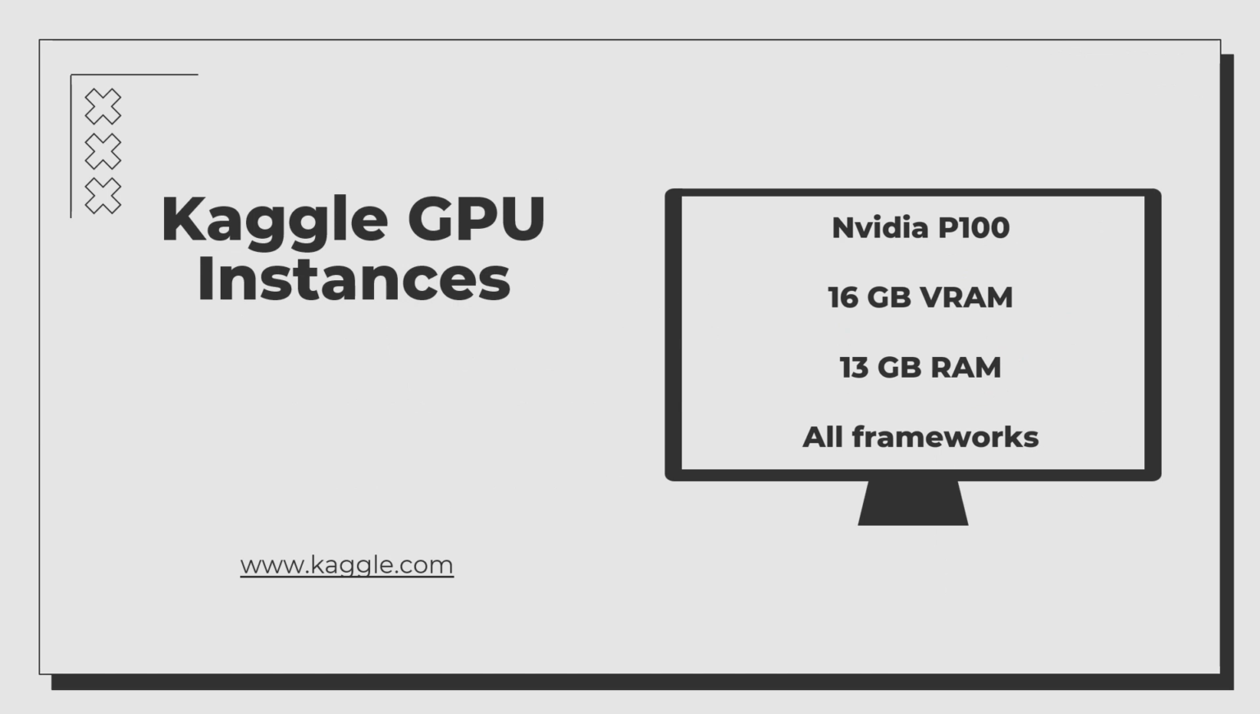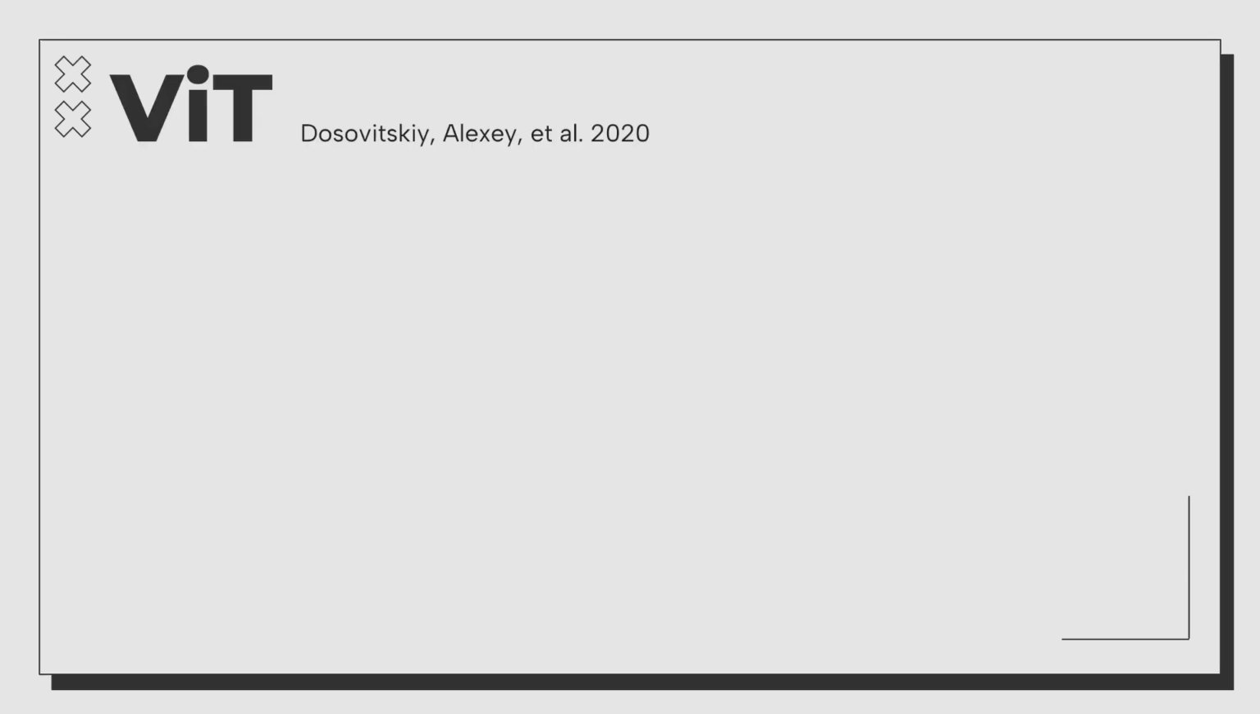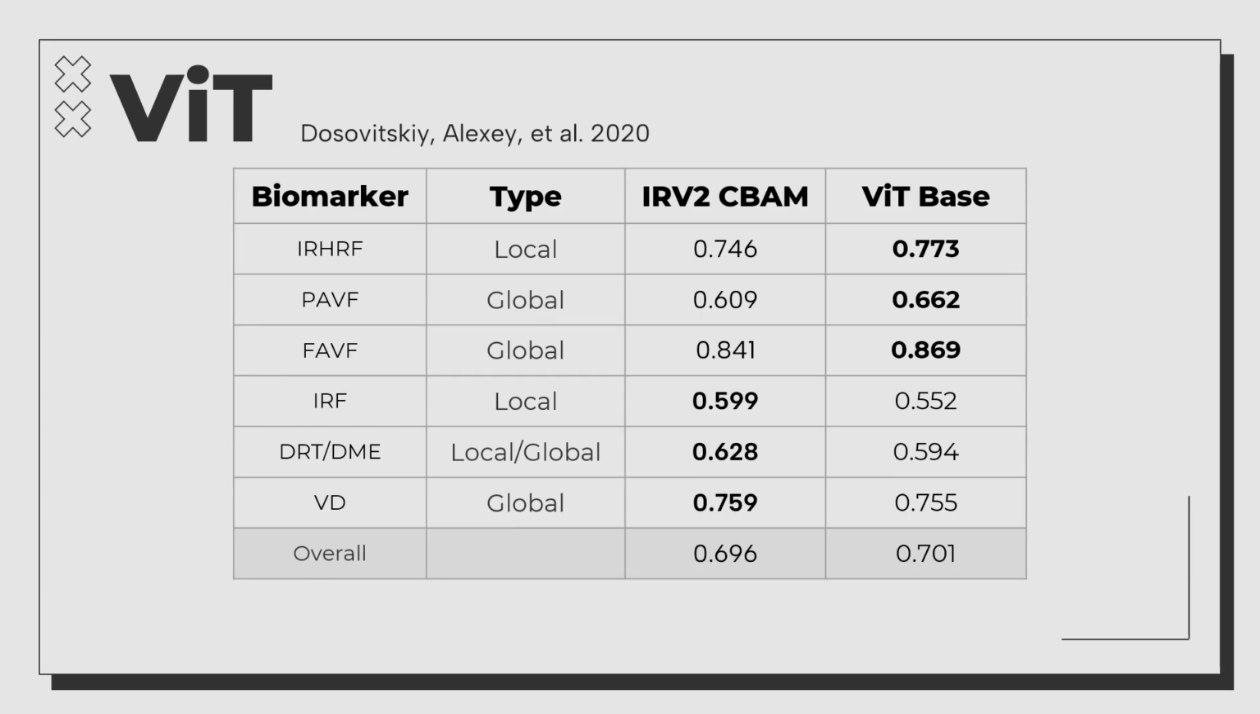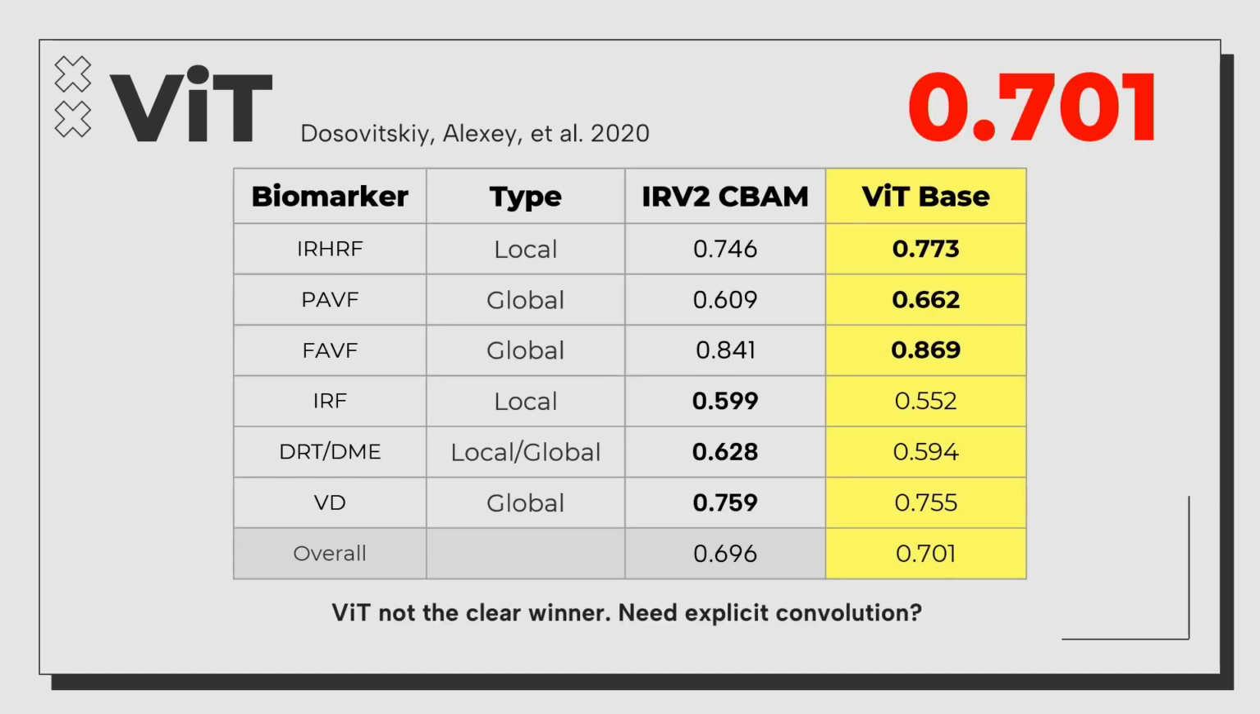For more extensive experiments, we finally move on to GPUs, which are slower but support all frameworks. Each model typically takes about 6 to 12 hours to run, so we have to be really selective regarding which models to try out. The first model we tried was the original vision transformer introduced in 2020. It scored around 0.7, which is pretty close to Inception models. So it looks like attention is not all we need.